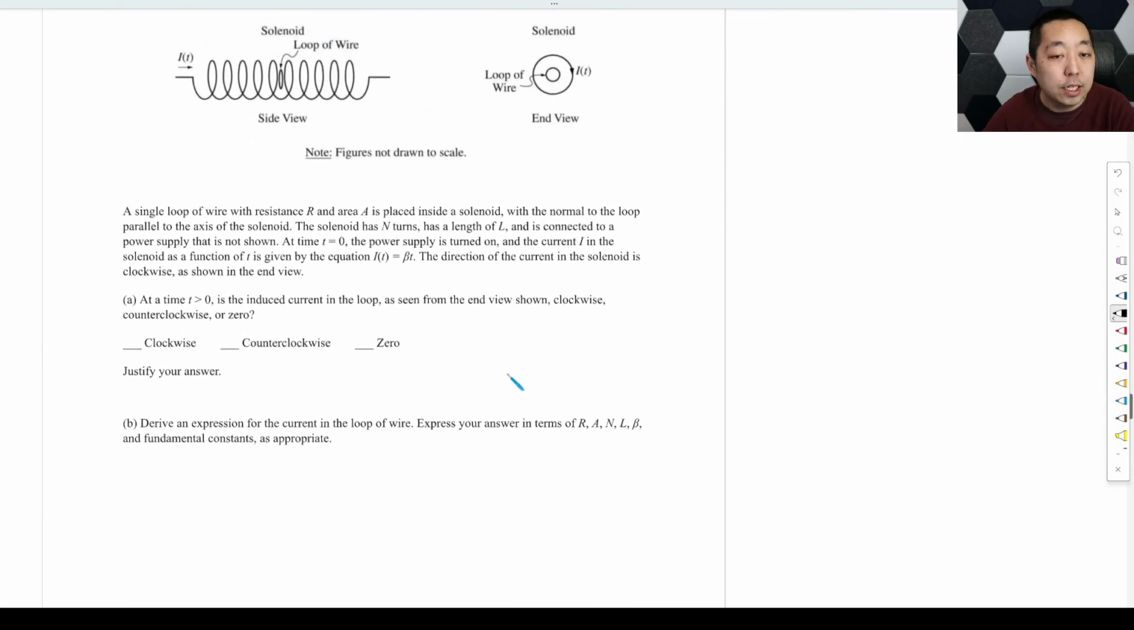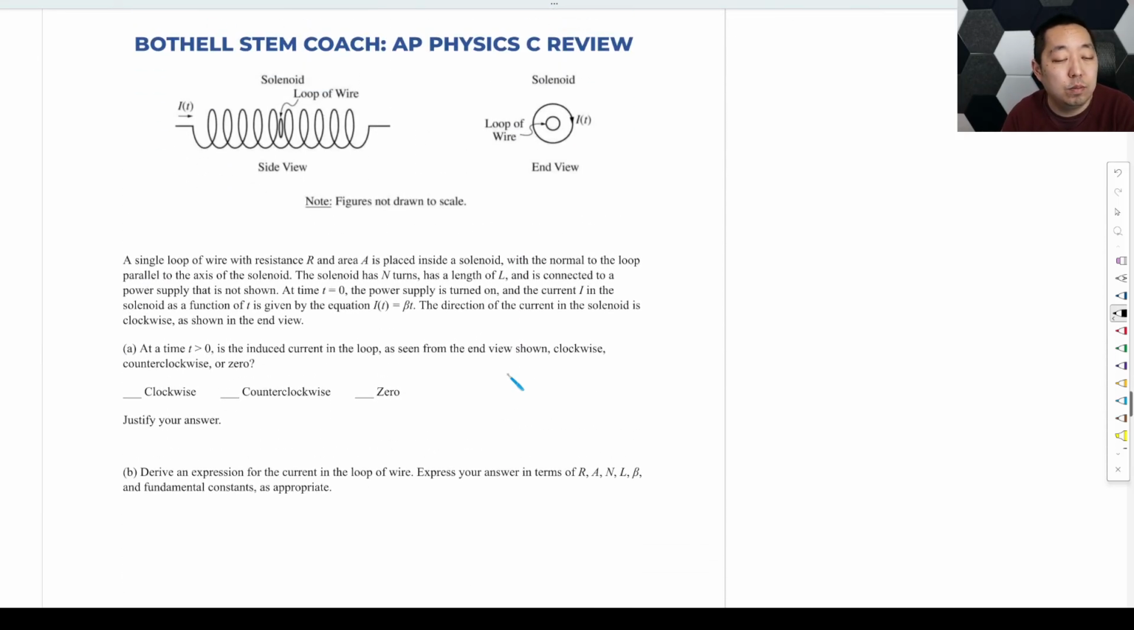Okay, let's look at another problem here. I have a single loop of wire with resistance R and area A. The loop of wire is placed inside a solenoid with the normal to the loop parallel to the axis of the solenoid. The solenoid has N turns and a length of L and is connected to a power supply that is not shown. At time t equals 0, the power supply is turned on and the current I through the solenoid as a function of t is given by this equation. The direction of the current in the solenoid is clockwise as shown in the N view.